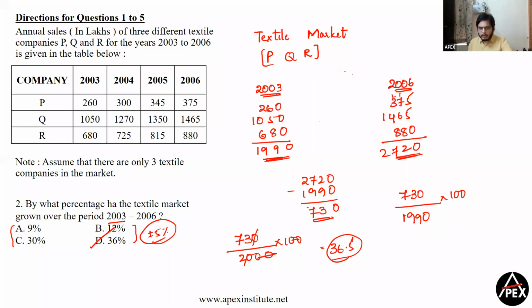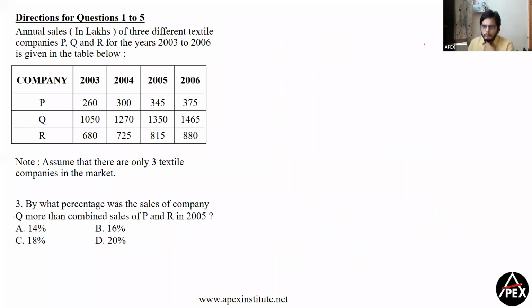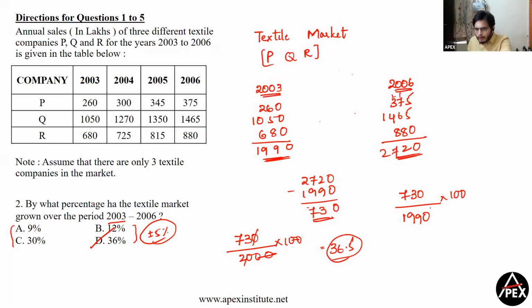Clear? But when the percentages are very close to each other, then you should be very careful. Okay, clear guys? Can I move to the next question, please? Yes, moving ahead. How did you get the base as 2000? I have approximated. Here we have 1990, just by adding 10. If you add 10, 1990 will become 2000, isn't it?